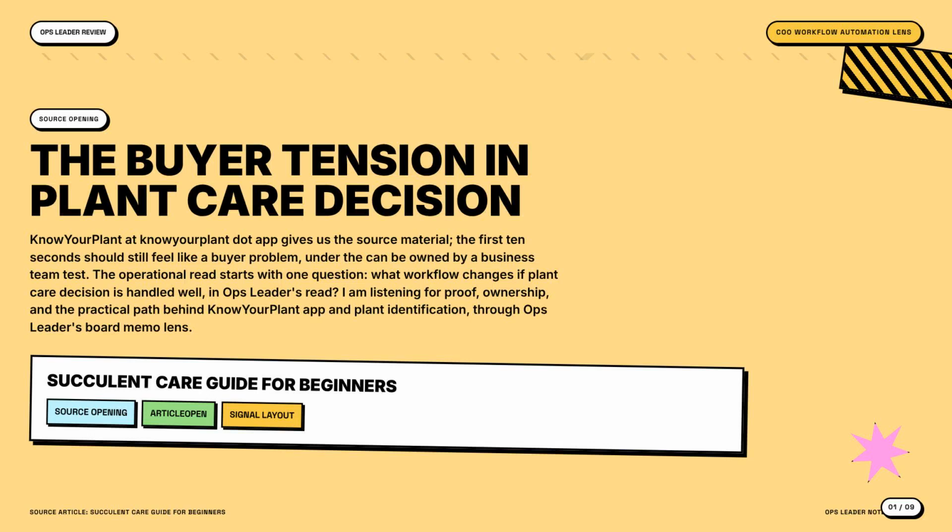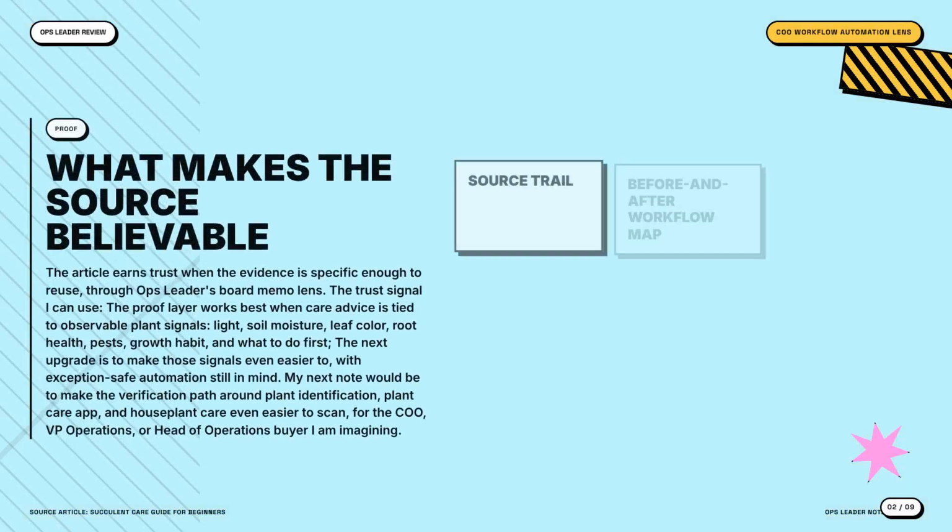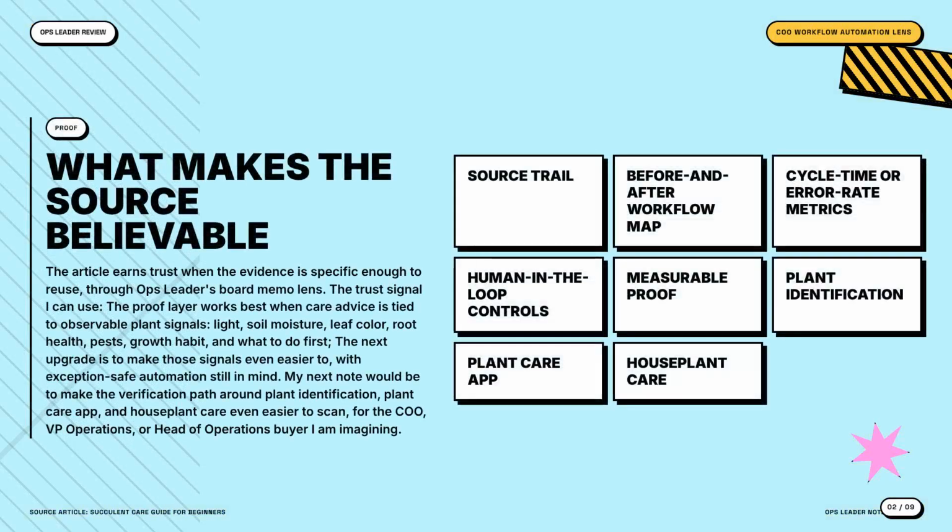I am listening for proof, ownership, and the practical path behind Know Your Plant app and plant identification through Ops Leaders board memo lens. The article earns trust when the evidence is specific enough to reuse through Ops Leaders board memo lens. The trust signal I can use.